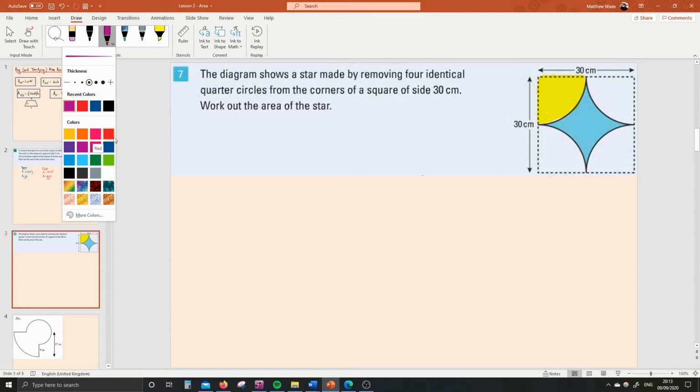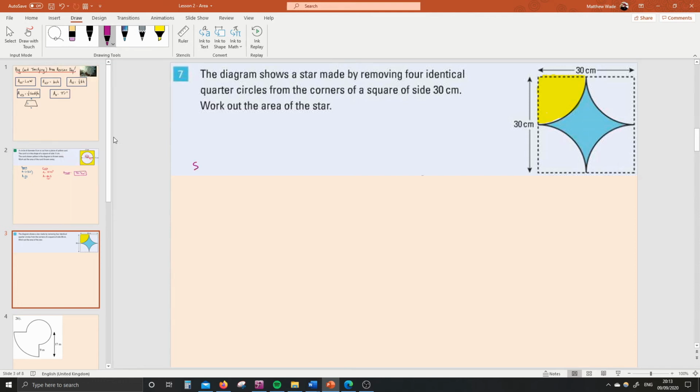Start off, let's do the whole area first, so the outside, the square. Okay, now this should be the easy one. It's 30 by 30, so you write area equals length times width, which is 30 by 30, which means the area of the whole outside is 900. 3 times 3 is 9, two zeros makes it 900. So that's it. Perfect.